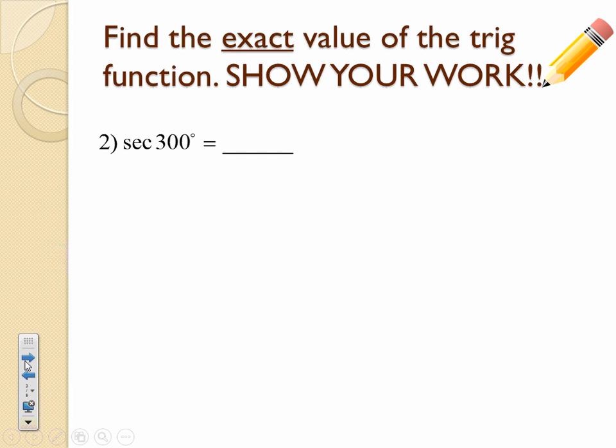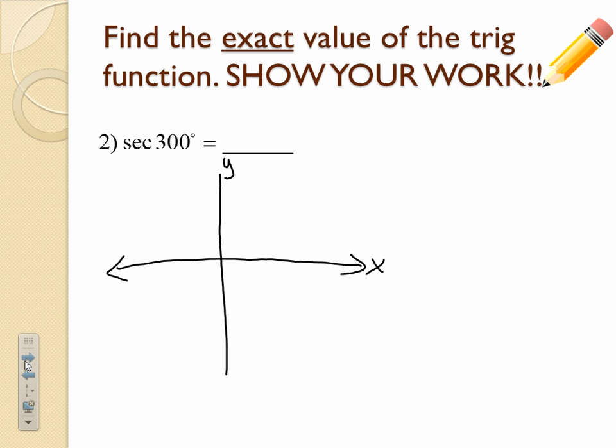Here we have the secant of 300 degrees. So the first thing we're going to do is sketch the picture, x, y, and we're going to go ahead and sketch our 300 degrees. The initial side, going 300 means I'm going this direction. There's 90, there's 180, there's 270, and a little bit more. So there's my 300 degree angle from there to there.